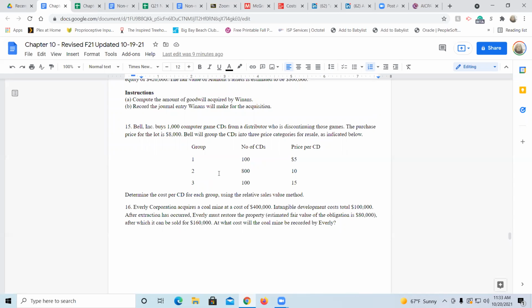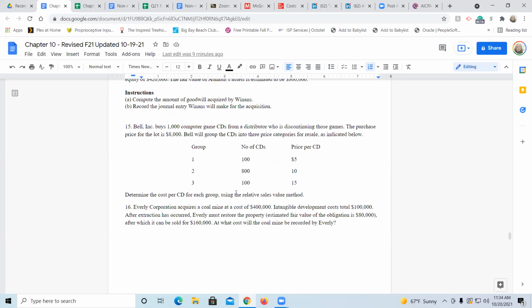So Bell Inc. buys 1,000 computer game CDs. So right, 1,000 is the number of CDs, the lump sum, from a distributor who is discontinuing those games. The purchase price for the lot is 8,000. So that's the overall cost. Bell will group the CDs into 3 price categories for resale as indicated below.